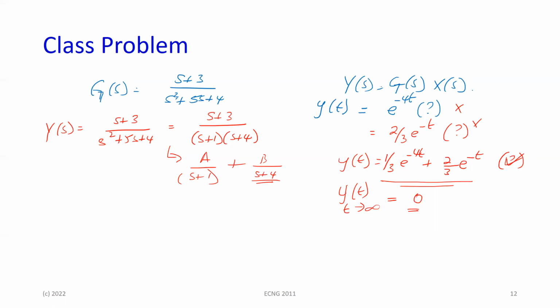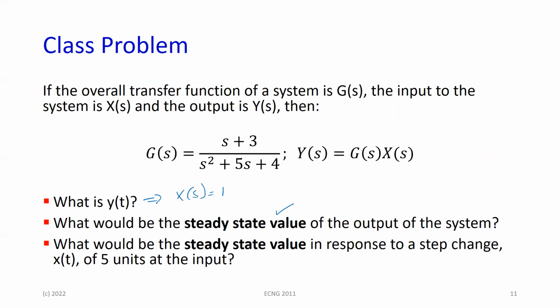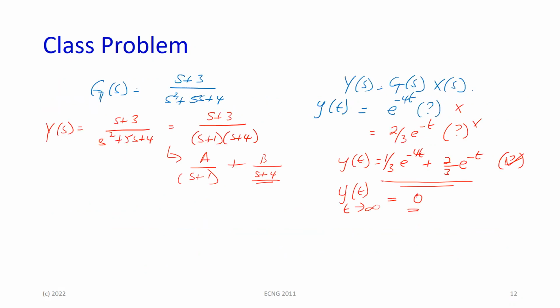What about the last part? This bit now. We now have that x(t) is a unit step of 5 units, right? So x(t) is this. If x(t) is that, X(s) is what? If x(t) is something looking like that, X(s) is what? 5 over s, correct, right? So what is the steady state value now? Applying the final value theorem, what is the steady state value for this?